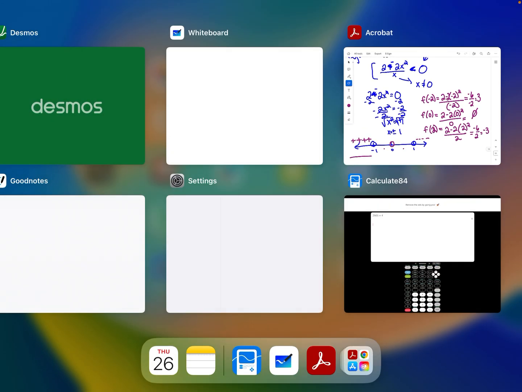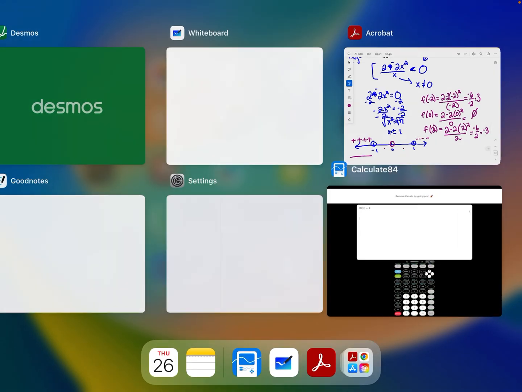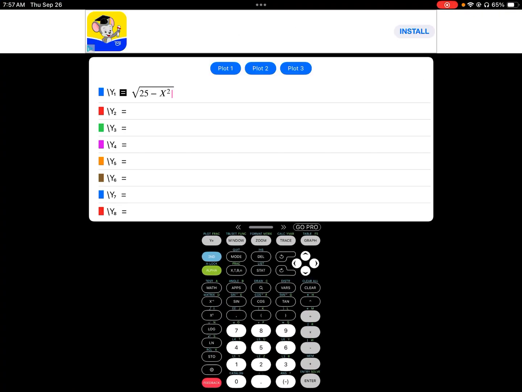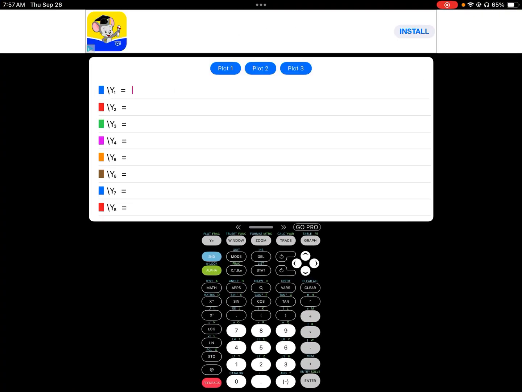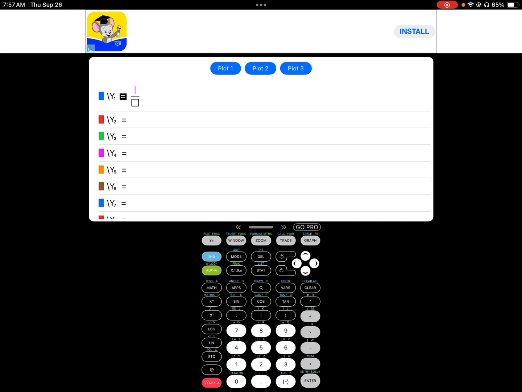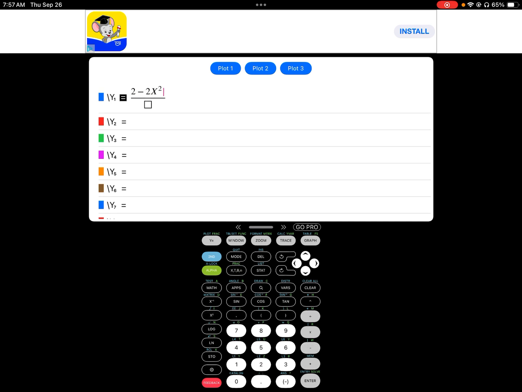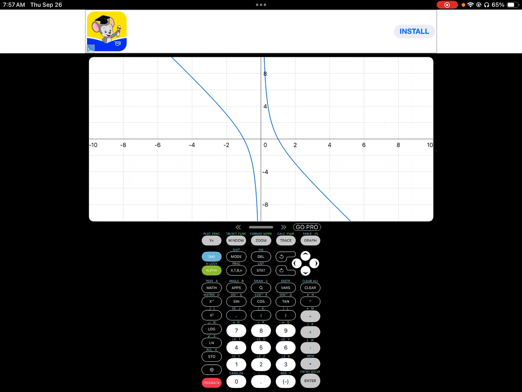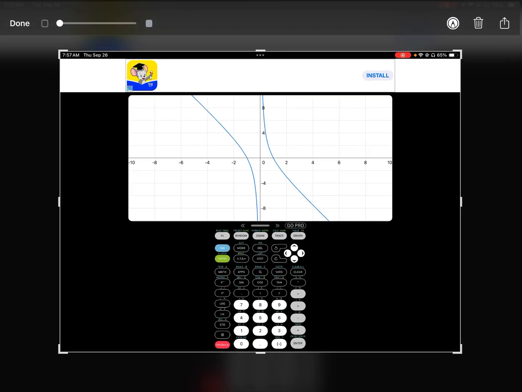So let's go to the calculator. And let's go to y equals. And I'm going to put that in the calculator. So alpha y equals to get my fraction. And I'm going to do 2 minus 2x squared over x. So that way I can look at it. Okay, so I'm going to take a screenshot of this so that I can draw on it.